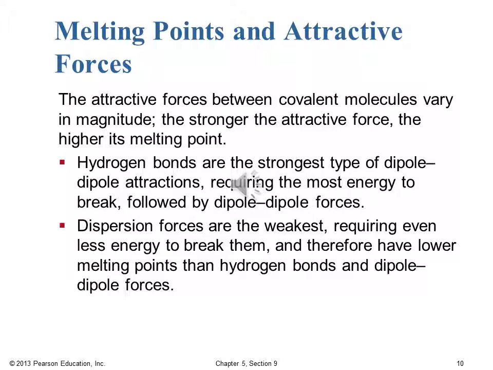Okay, so if we're focusing now on the attractive forces between covalent molecules, these will vary depending on which one we're talking about. The stronger the attractive force, the higher the melting point we'd predict. So if you have hydrogen bonds, that's the strongest type of dipole-dipole attraction we can have, and that requires the greatest energy to break. Next would be the dipole-dipole, and then finally the dispersion are the weakest. So you tend to see the lowest melting points when you have just dispersion forces, then intermediate melting points for dipole-dipole, and then finally the highest melting points tend to be for substances that can experience hydrogen bonding. That's a rule of thumb.